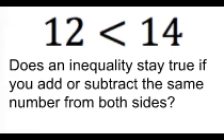So this inequality tells me that 12 is less than 14. Yes, 12 is less than 14. I think we can agree that this inequality is true. I know that if I add or subtract numbers on both sides of an equation, it stays true. But does that happen with inequalities?